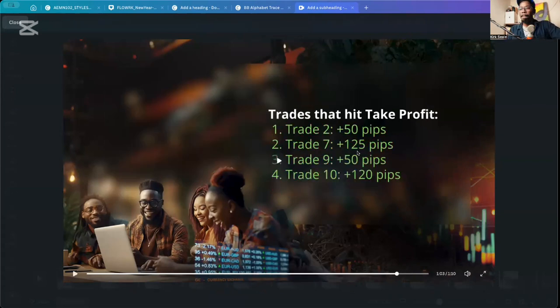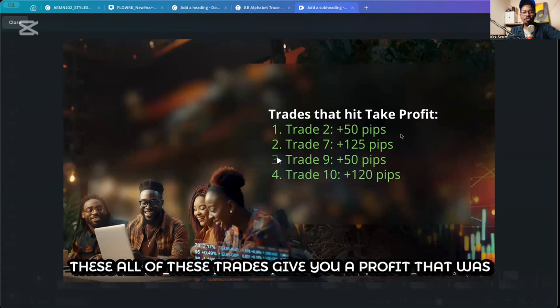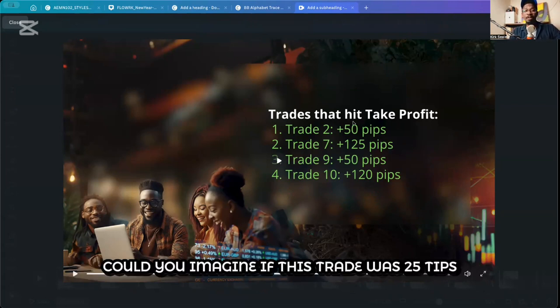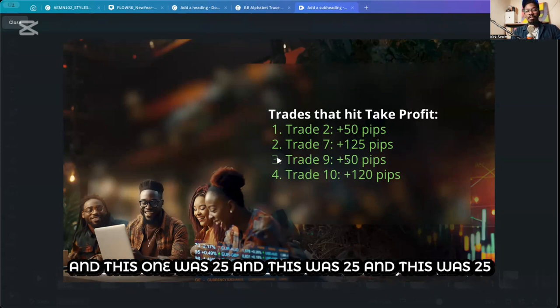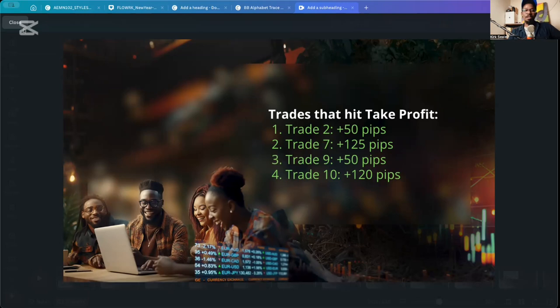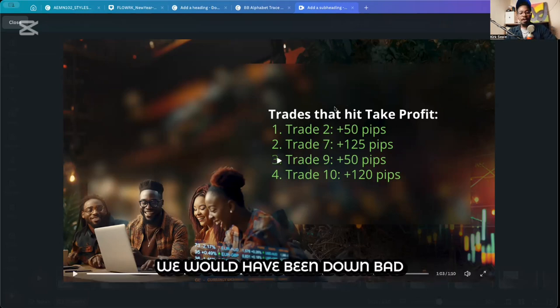These right here. All of these trades gave you a profit that was more than a stop loss. Could you imagine if this trade was 25 pips and this one was 25 and this was 25 and this was 25, you would have made $30. $30. That would have been it. We would have been down bad.